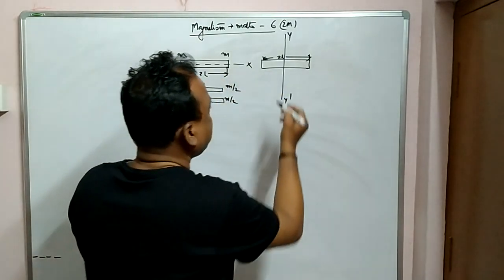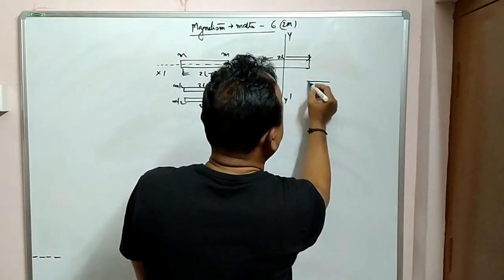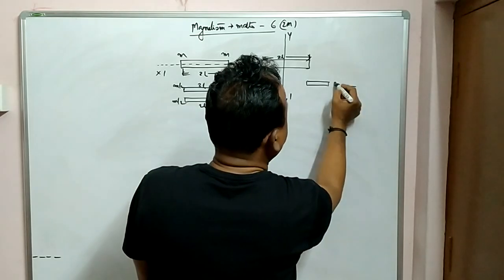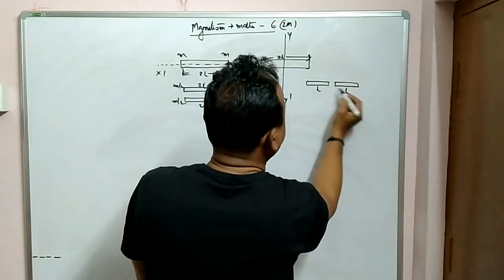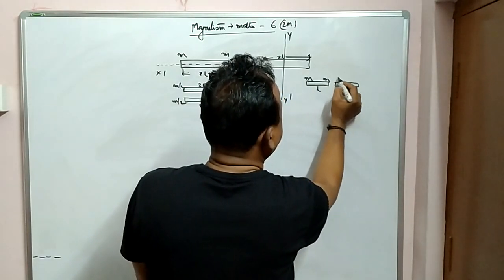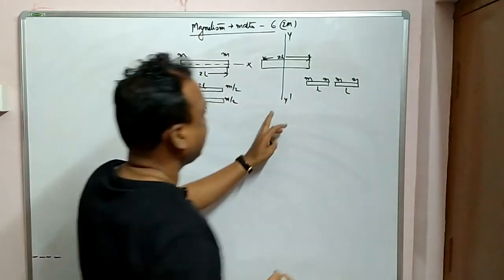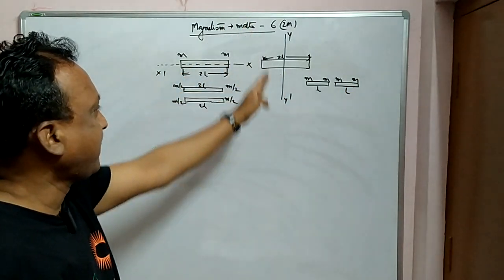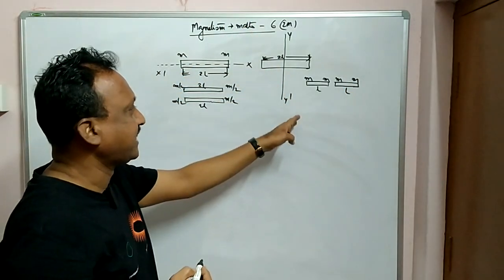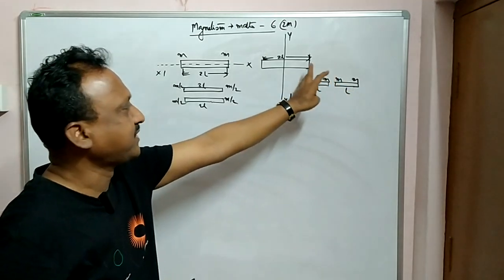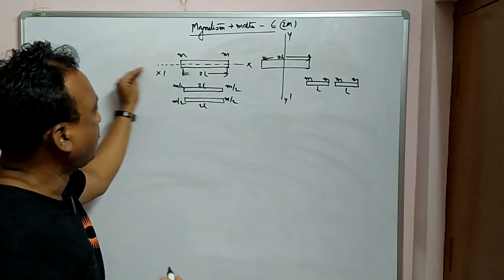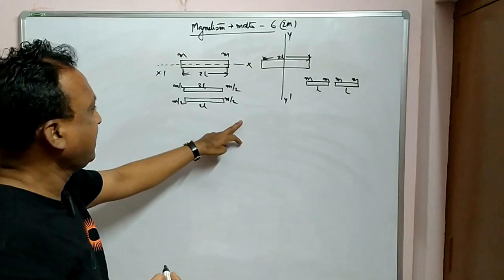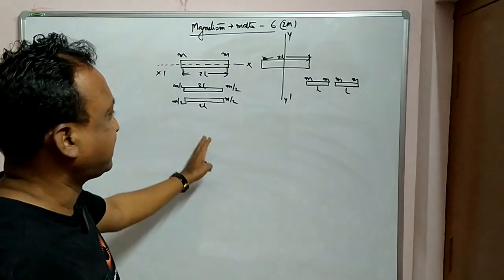Whereas in the second case, if you observe, the length becomes half. When it is cut perpendicular, the length becomes half, but the pole strength remains the same. No change in pole strength. So when a bar magnet is cut perpendicularly, exactly at the center, the length becomes half and the pole strength remains the same. But here, the pole strength becomes half and the length remains the same.